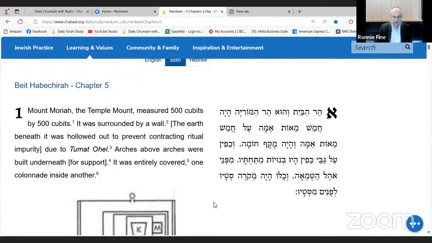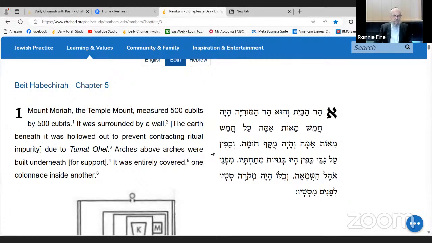Okay. Chapter 5, Mount Moriah. The Temple Mount was measured 500 cubits by 500 cubits. This is a cubit, an arm's length, about 1.5 feet. So the Temple Mount is about 750 feet by 750 feet. It was surrounded by a wall. Oh, of course.